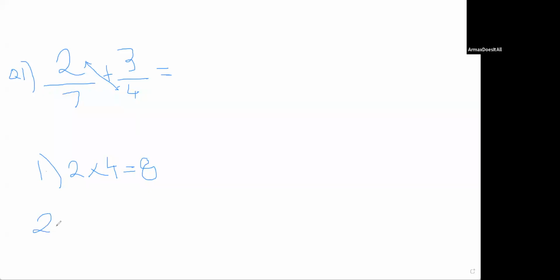Now for step 2, we're going to do 7, same thing again. We're going to take the numerator and times it by the diagonally opposite denominator, which is 7. So for our second step, we're doing 7 times 3, which equals 21.